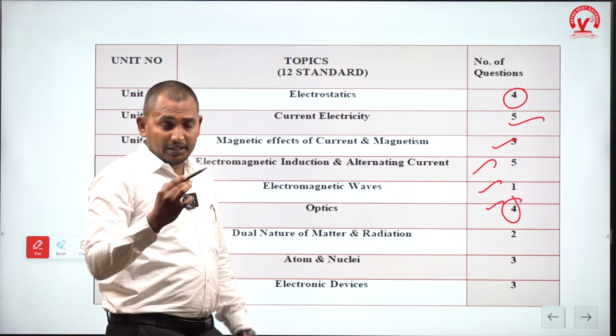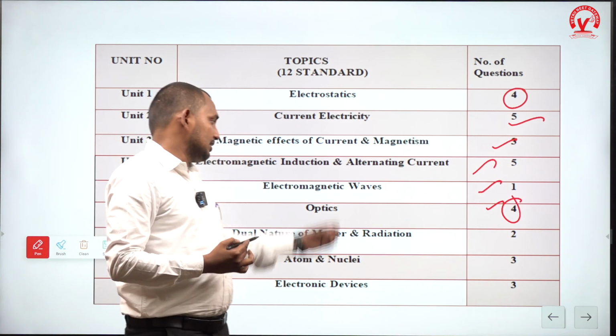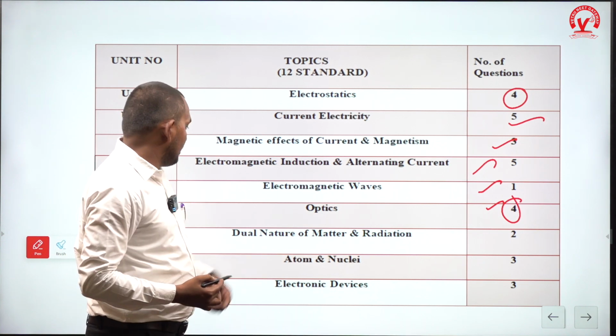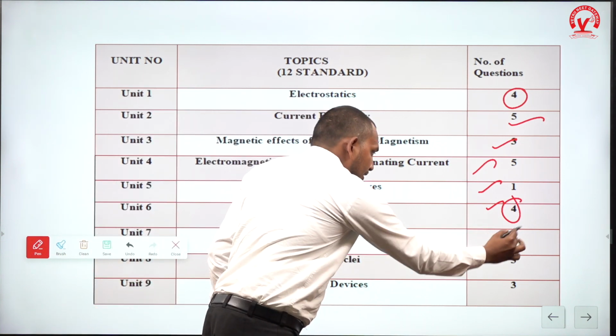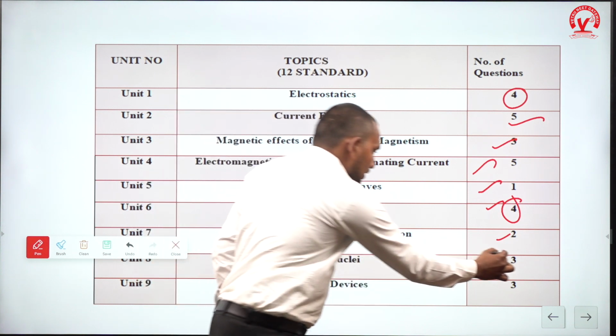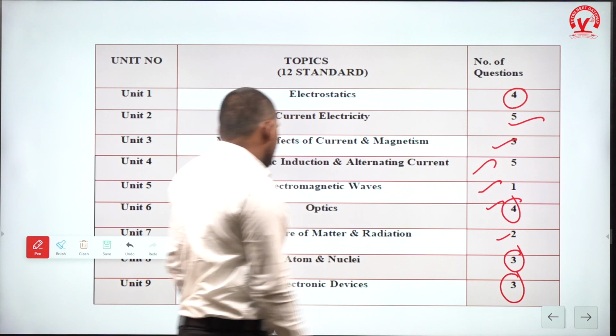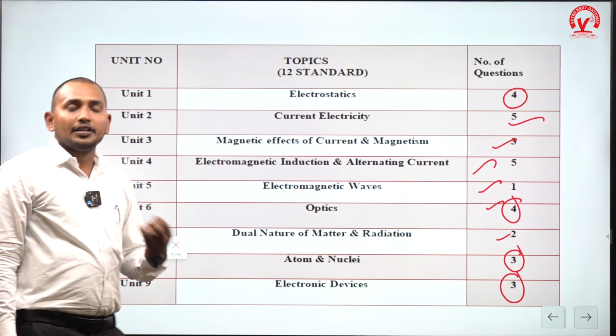Every year optics has somewhat tricky questions. This year the optics questions were very easy, ones we have solved already. Dual nature of matter 2 questions, atoms and nuclei 3 questions, and semiconductors and electronic devices 3 questions.